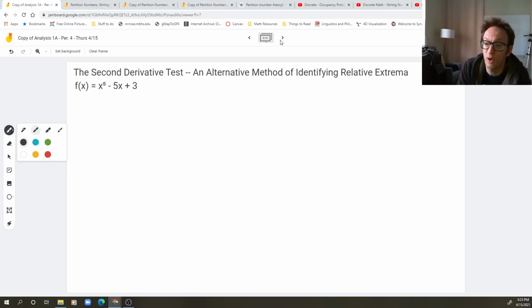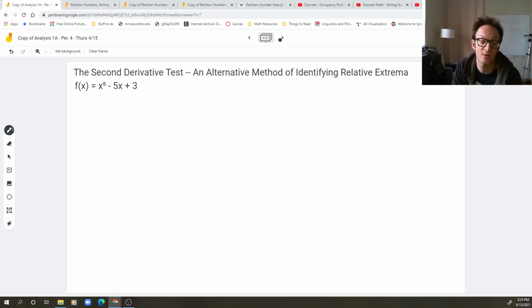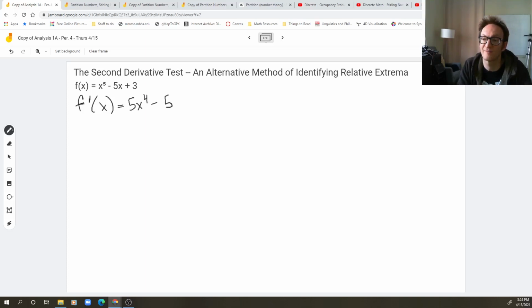And let's just suppose for the moment that I want to find the extrema of this function. All right, let's do that, the relative extrema. Let's do that using the way we know how. So method number 1, take the derivative. So I take the derivative of this function. What is it? Well, the derivative of this function is 5x to the 4th minus 5.